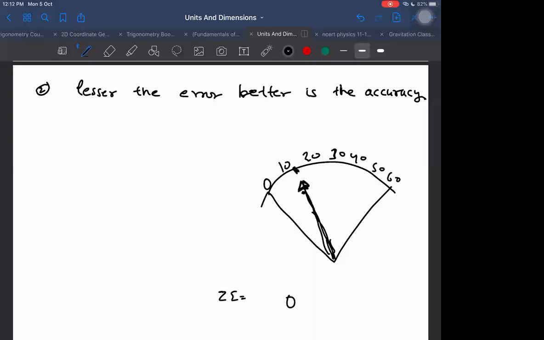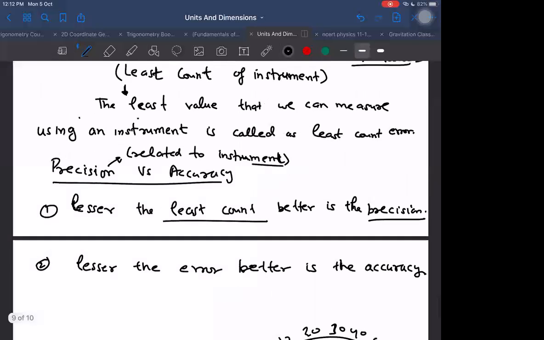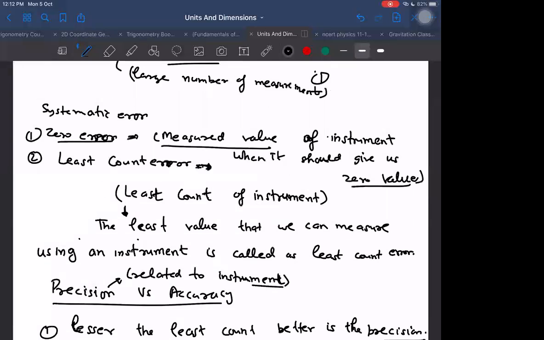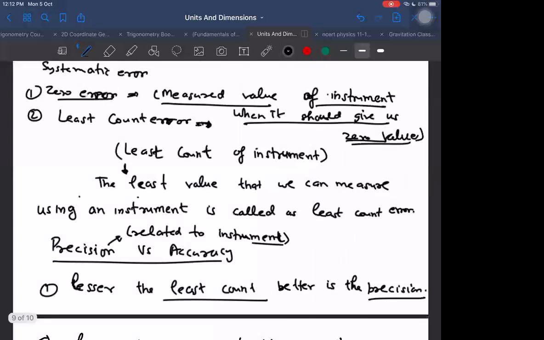What is the zero error then? If it is 10 kilometers per hour, then our zero error will become 10 kilometer per hour. Why is it 10 kilometer per hour? Because it is giving us value 10 when it should give us 0. So that is how we define zero error always. What is it? It is the value which we get from the instrument when it should actually give us 0. That we call as zero error.